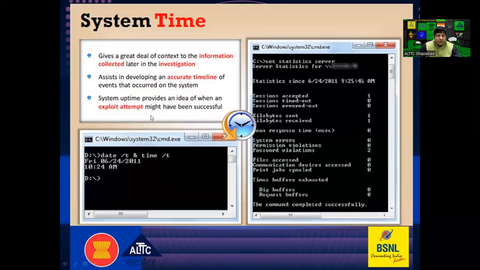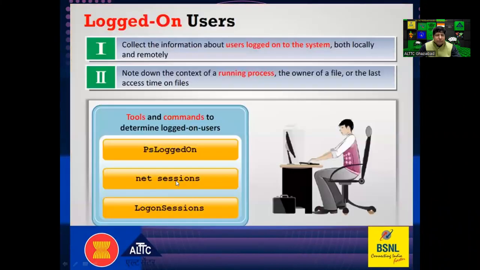System time gives a great deal of context to the information collected later in the investigation. It assists in developing an accurate timeline of events that occurred on the system, and provides an idea of when an exploit attempt might have been successful. This is an example, and there is a time after firing some command. I think in the last session Neeraj sir shared some commands with you.